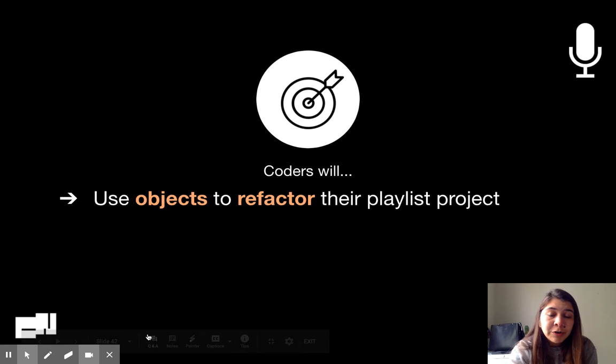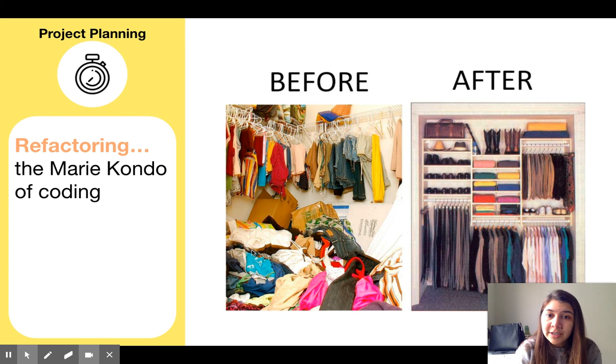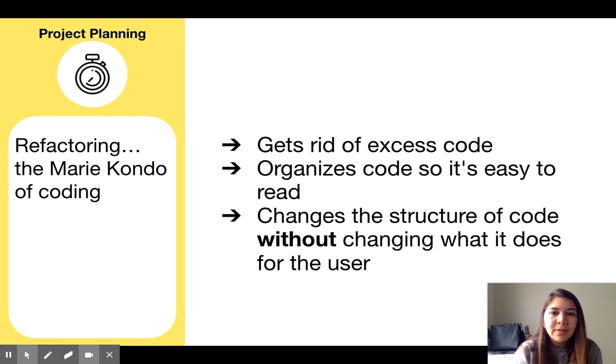All right, so we're going to use objects in our playlist project. Your playlist project is done, it's beautiful, but we want to make it a little bit more efficient and show our new JavaScript knowledge of objects. So we're going to be refactoring. It's like the Marie Kondo of coding. You have this code that you wrote. It might be kind of messy. We want to make sure that it's neat and organized and reusable so that other people see it and recognize what a great coder you are.